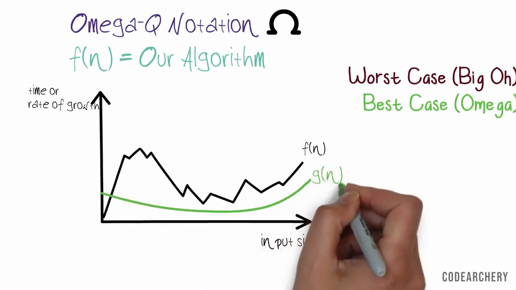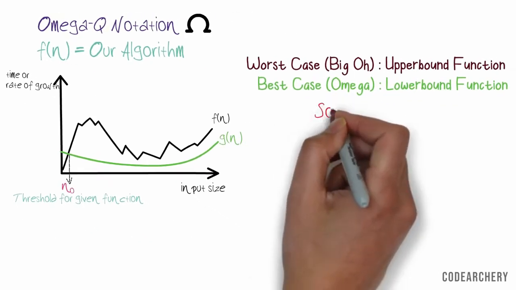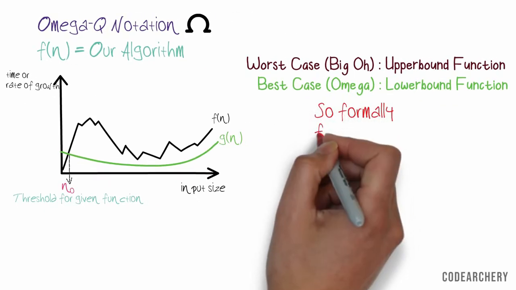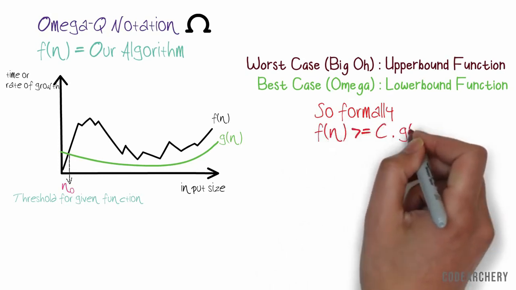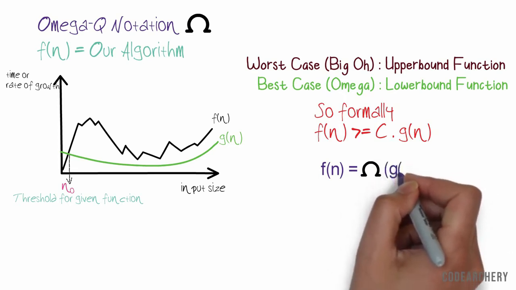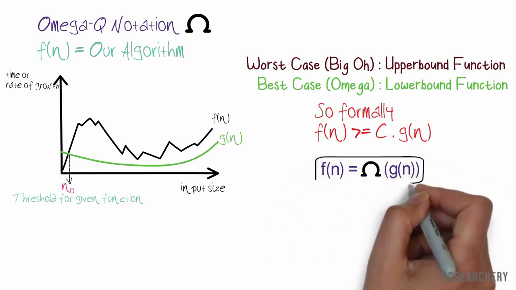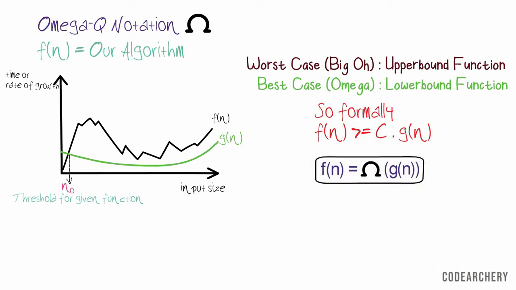So g of n is our lower bound function and n0 remains the threshold for our given function. So formally, now our definition is f of n is greater than or equal to c into g of n, where we know that c is constant. So f of n equals omega of g of n. This is how we represent the best case scenario. So for worst case we use big O, and for best case we use omega.